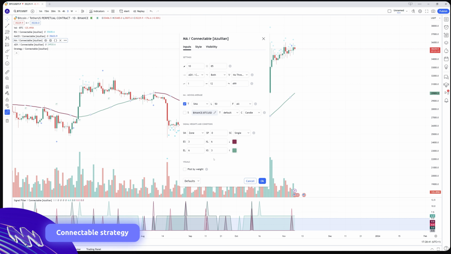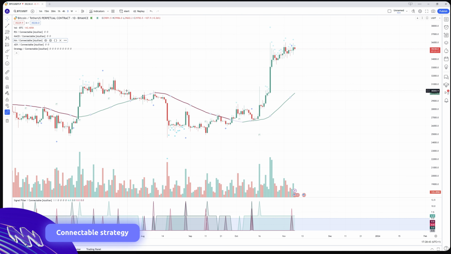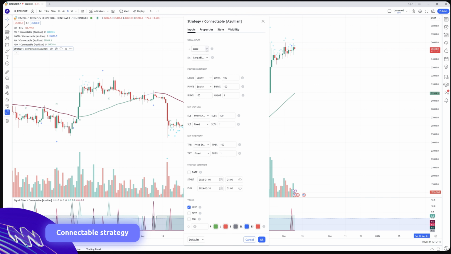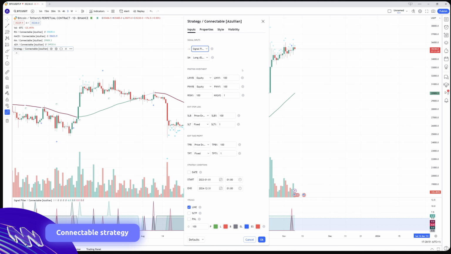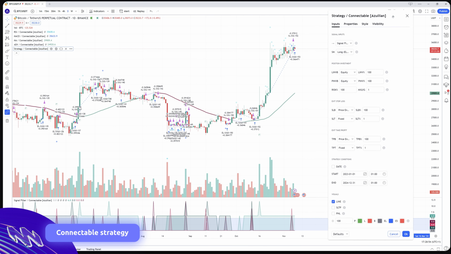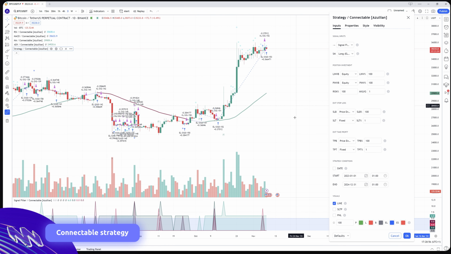Now let's integrate the final component, the connectable strategy. We apply the same linking methodology to the signal filter in the strategy input. And there we have it. Our first trades are now illustrated on the chart. Our chain is complete, and we could now delve into fine-tuning the settings to craft a profitable strategy.